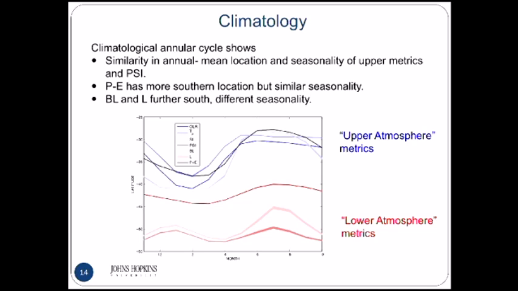And then you can see the blue are all these upper atmosphere metrics, and as I commented, they're all at basically the same mean latitude, and they have a similar seasonal cycle. So if you base your criteria on the climatology, you would say all these metrics are measuring a similar thing. The P minus E is further poleward, but has the same seasonal cycle. The barotropic and the low-level jets are even further poleward, and their seasonal cycle is different.